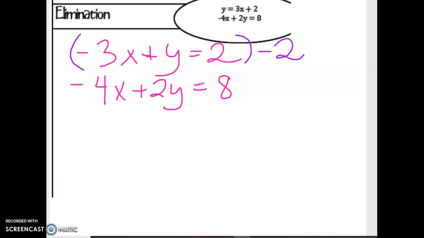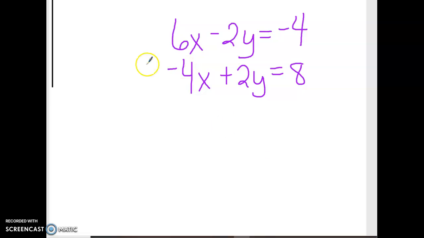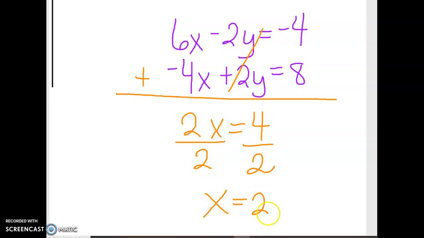So when I multiply the top equation by -2, that'll give me 6x minus 2y equals -4. And the second equation stays the same. It's -4x plus 2y equals 8. So now I'm going to add those 2 equations. Those cancel out. So 6x plus -4x gives us 2x equals 4. We're going to divide both sides by 2, and so x equals 2.